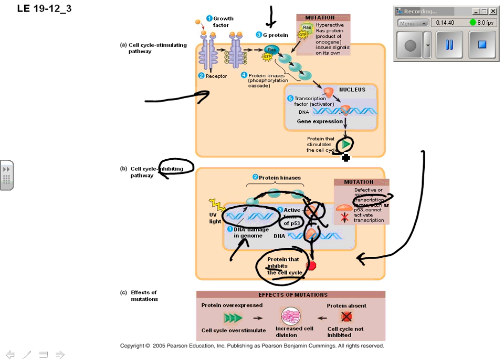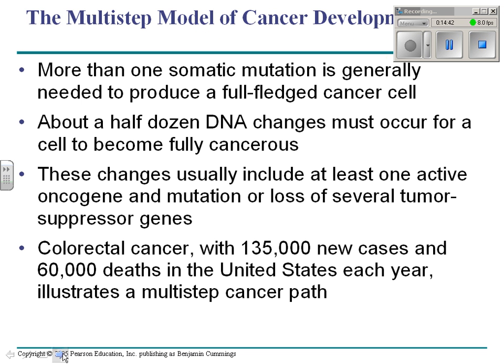Usually it's many mutations. More than one somatic mutation is generally needed to produce a full-fledged cancer cell. About a half a dozen DNA changes must occur for a cell to become fully cancerous. These cells usually include at least one active oncogene and the mutation or loss of several tumor suppressor genes.